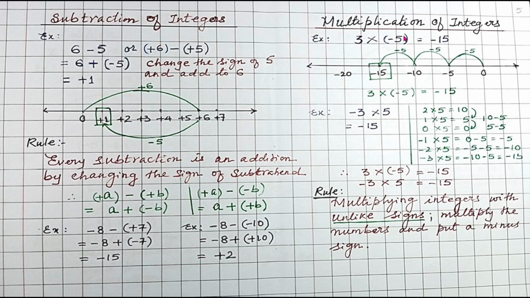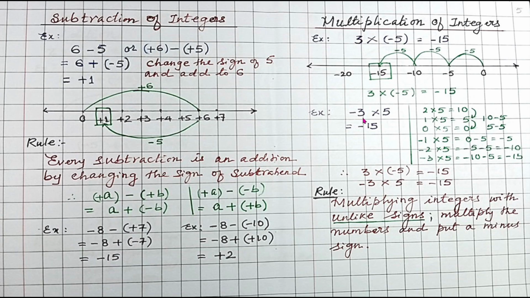Now coming to the next important property, that is multiplication of integers. If you want to multiply 3 into minus 5, that means I have to multiply minus 5 3 times. That means on a number line, from 0, 1 step to the left, that is minus 5, second step to the left, that is minus 10, third step to the left, that is minus 15. 3 times I have taken minus 5 steps to the left, and therefore I have got minus 15. The conclusion is 3 into minus 5 is minus 15.